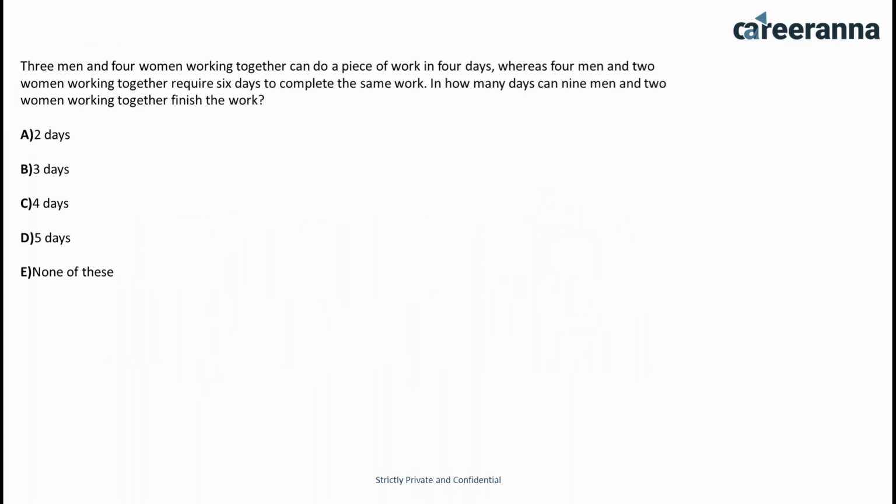3 men and 4 women working together can do a piece of work in 4 days, whereas 4 men and 2 women working together require 6 days to complete the same work. In how many days can 9 men and 2 women working together finish the work? Now this is the concept of man days work. Two conditions are already given in the question. With the help of these two conditions, you can solve this question. Please try it, and then we are going to discuss it.